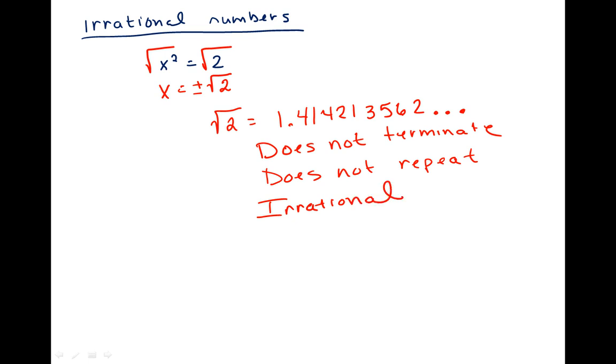Now, a couple other special numbers that you might be familiar with are, for instance, the number pi, which comes from the circle. When you divide the circumference of a circle by the diameter, pi is approximately equal to 3.141592654. But once again, that number does not terminate and it does not repeat. Pi is an irrational number.